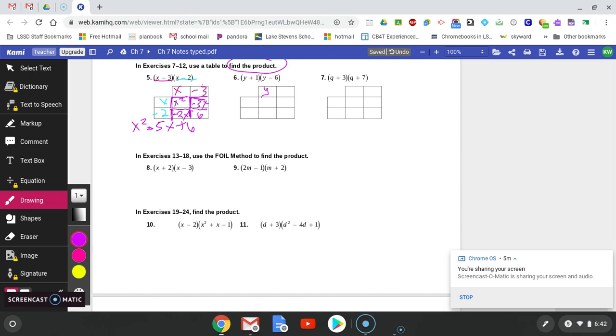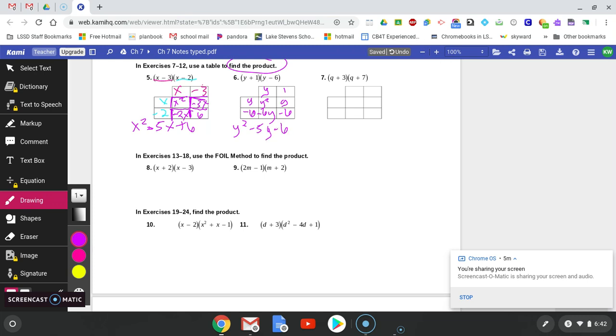Okay, so I'm going to put the y and the plus 1 here, the y and the minus 6 here. Y times y is y squared. Y times 1 is 1y. Negative 6 times y is negative 6y, and negative 6 times 1 is negative 6. When I combine my like terms, I have y squared, minus 5y, and then minus 6.